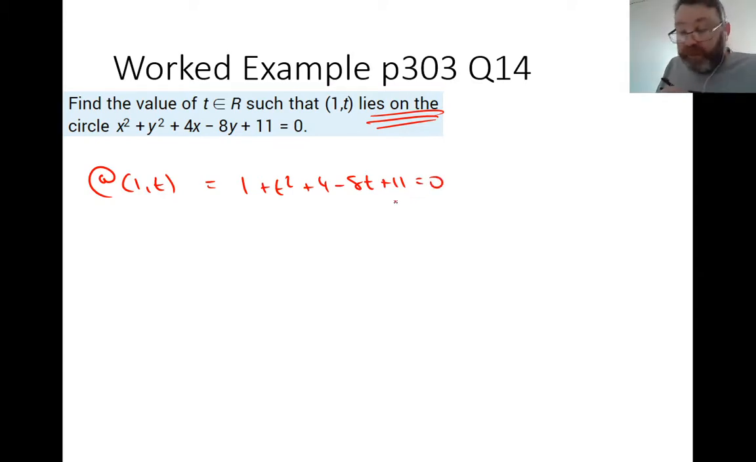You end up with an equation in t. That's what happens. So you put 1 in for all the x's. That becomes 1 squared is 1. That becomes 4 1s are 4. Then you put t in for y. That becomes t squared. That becomes minus 8t.